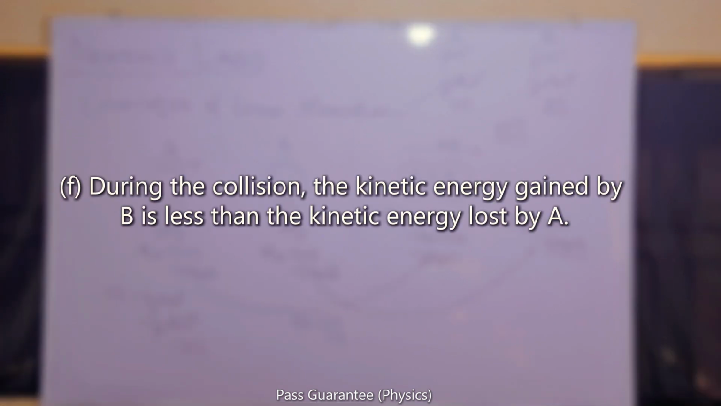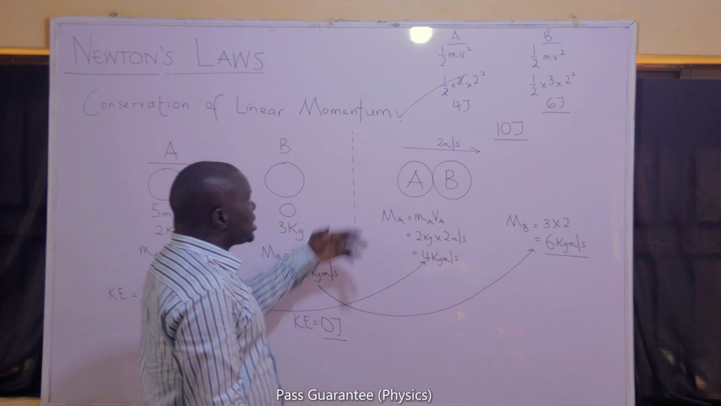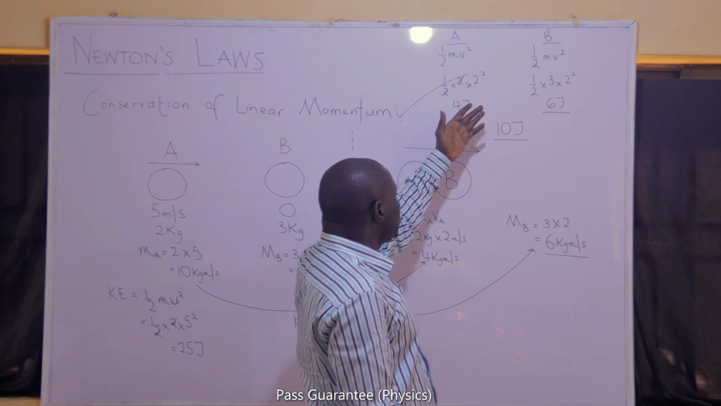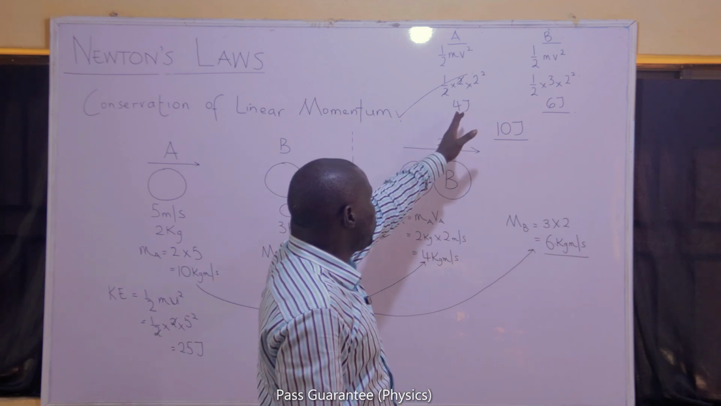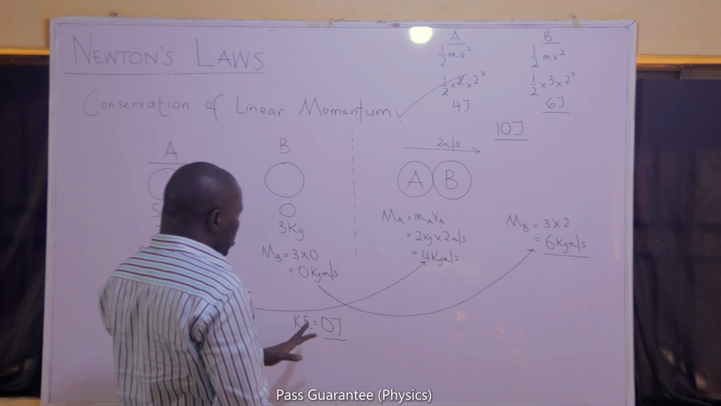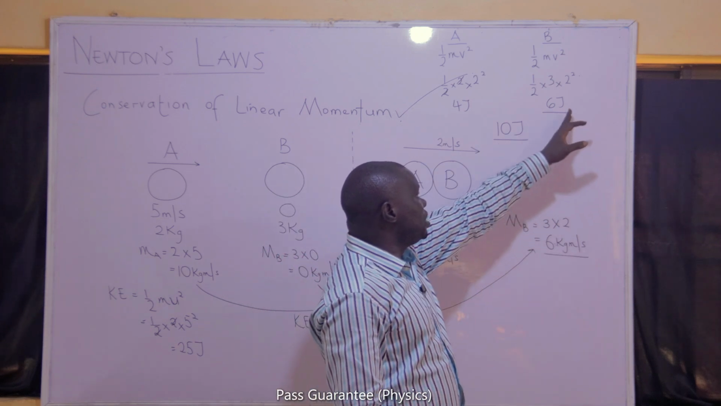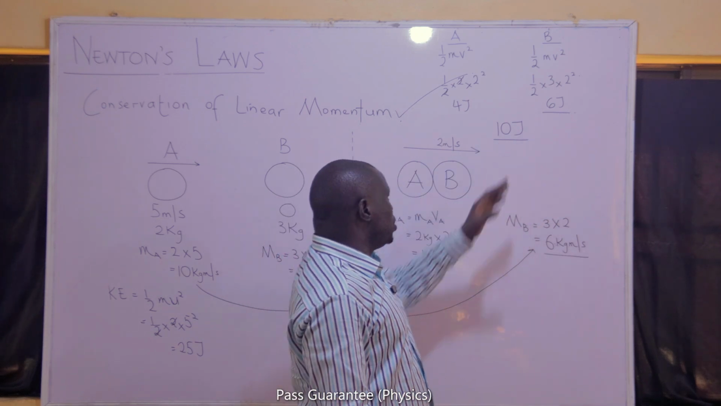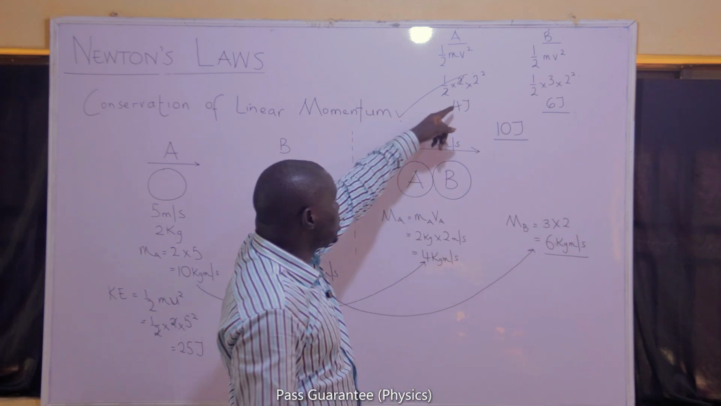During the collision, the kinetic energy gained by B is less than the kinetic energy lost by A. Let's check the kinetic energy lost by A. A's kinetic energy before was 25 joules. A's kinetic energy after was 4 joules. So A's kinetic energy reduced by 25 minus 4, which is 21. But B's kinetic energy before is 0 joules, and after is 6 joules. So B was able to gain 6, while A lost 21.